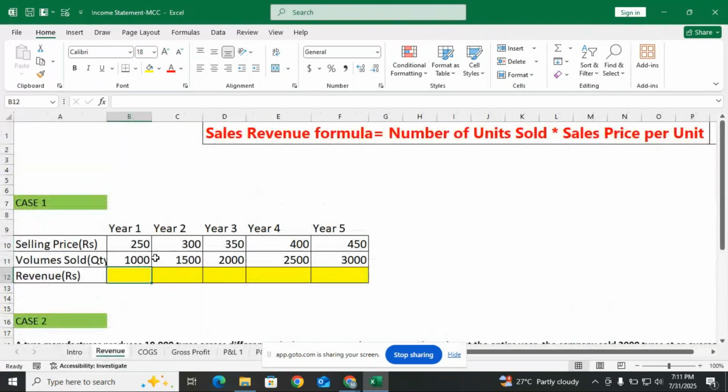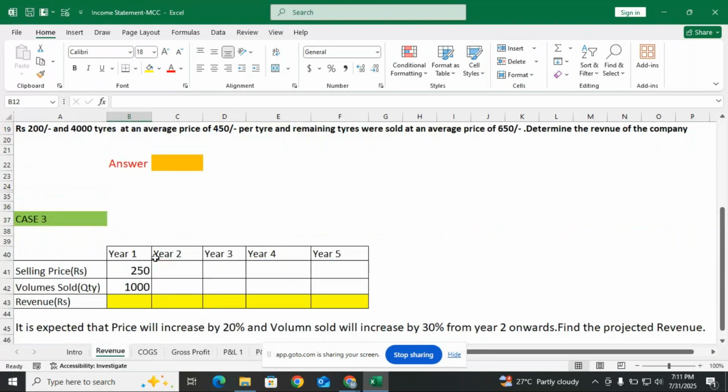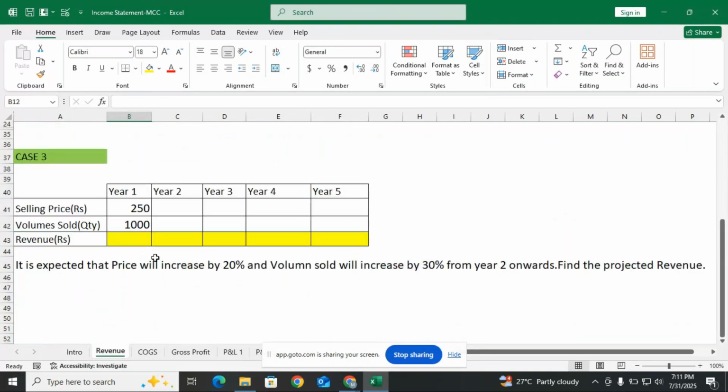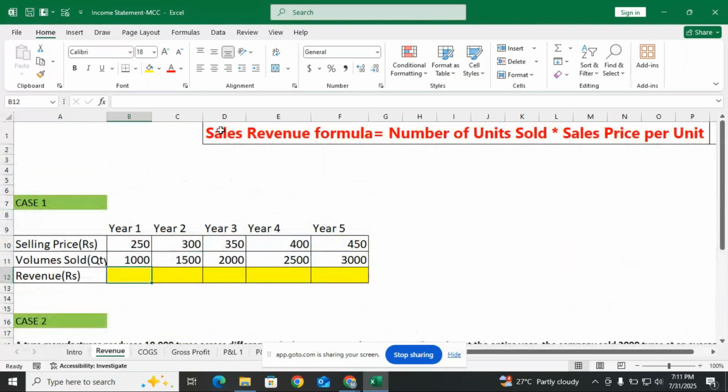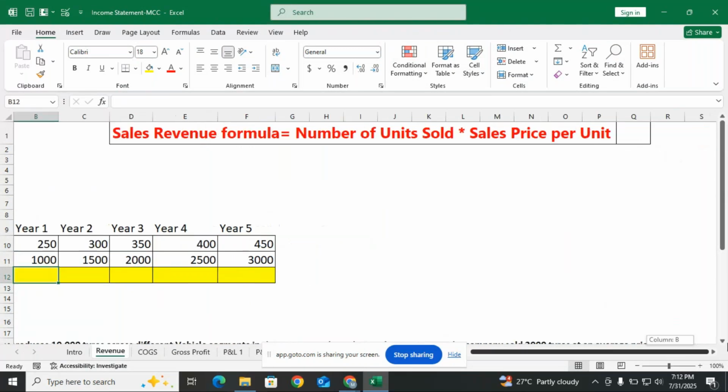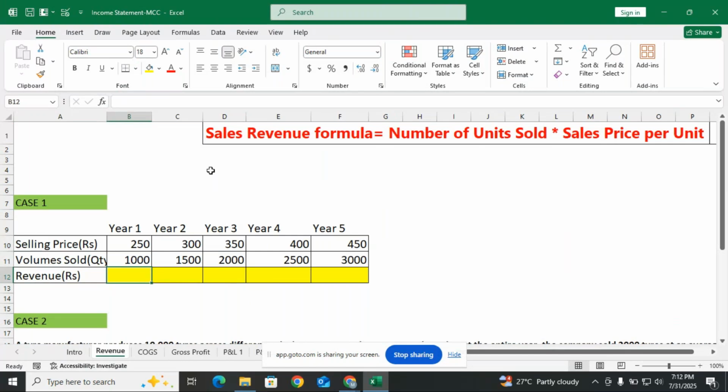Please go to that sheet, and here you have a few practical cases which you can solve. See how the sales revenue is generated: total number of units sold into selling price per unit. So the total revenue generated is number of units sold into selling price per unit. That's the basic formula to calculate the sales revenue.